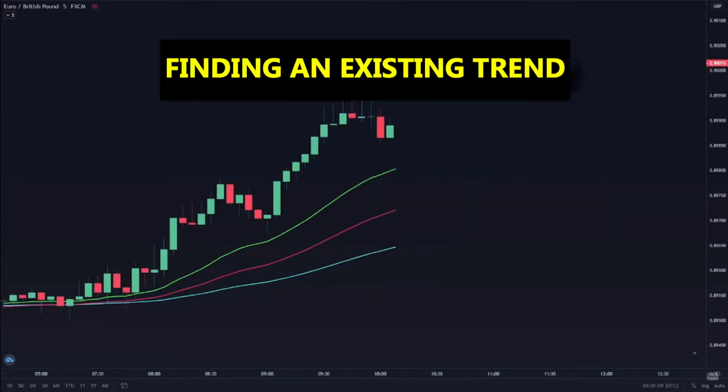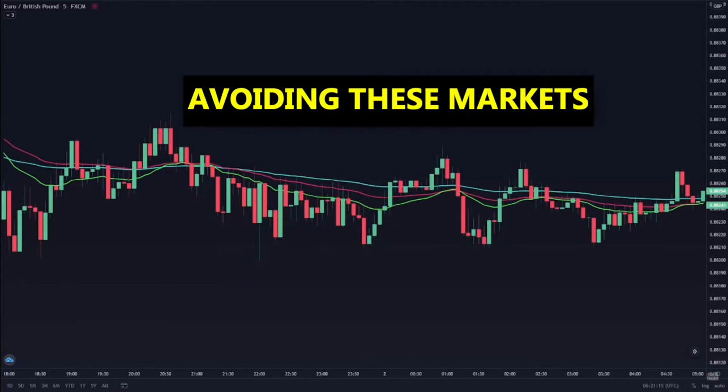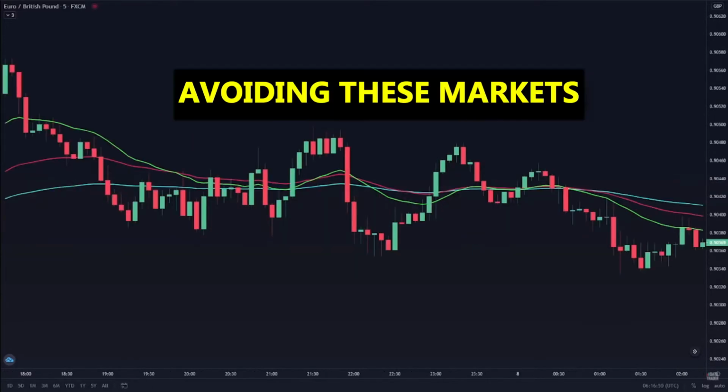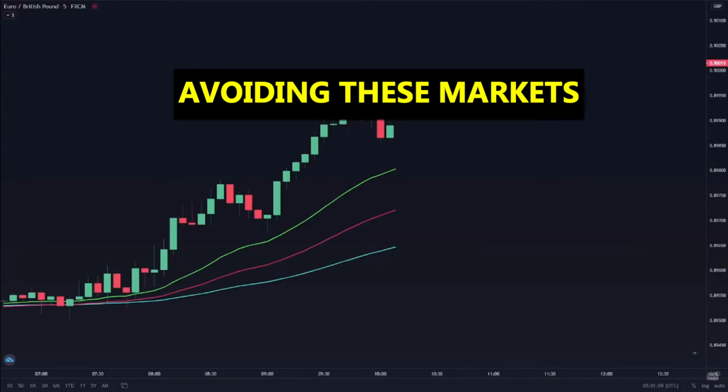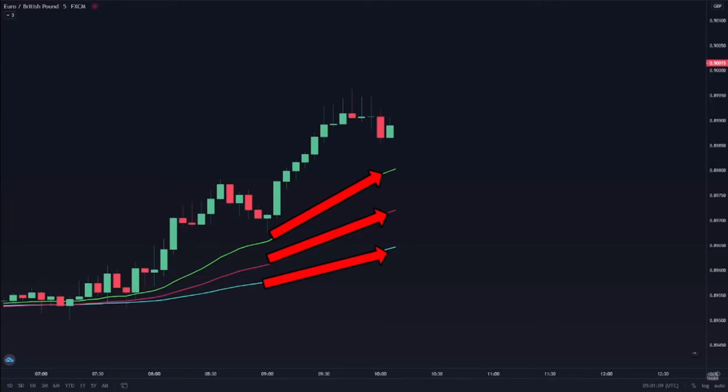The first step is that we want to find an existing trend, and the way we do that is by looking at the EMA. All three lines need to be heading in the same direction, and also be separated from each other like this. Remember, we don't want ranging markets like this, which can be identified by the EMA heading sideways. You also want to avoid markets where the lines are crossing each other like this. Remember, we want the three indicators to be in the same direction.